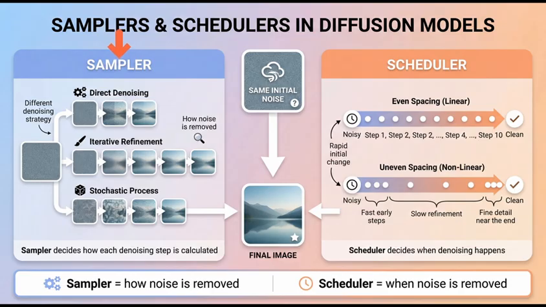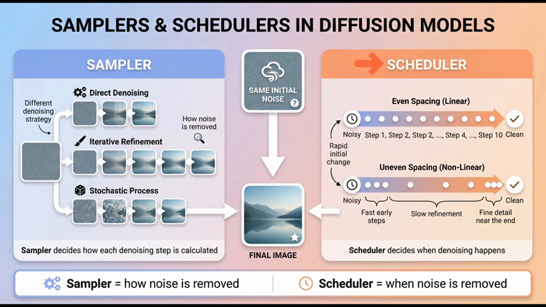The sampler decides how noise is removed. It defines the strategy the model uses to go from noisy to clean. Different samplers use different mathematical paths to denoise. Some remove noise more directly. Some refine the image gradually. Some are more random and creative. Some are more stable and precise. Even with the same prompt, the same seed, and the same number of steps, changing the sampler can change the final image. So the key idea is this: sampler controls how each denoising step is calculated. Or in simple terms, sampler equals how noise is removed.